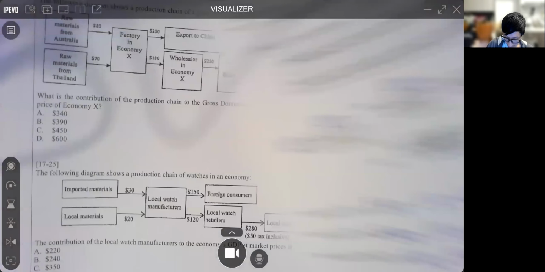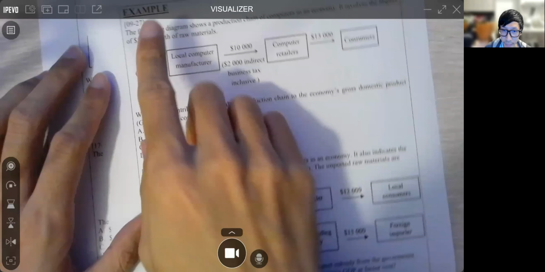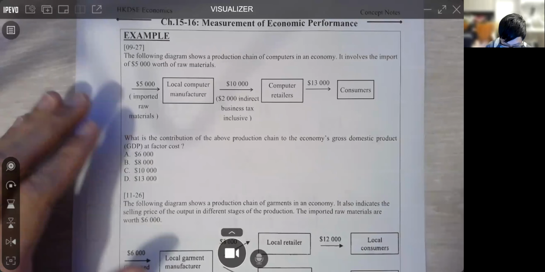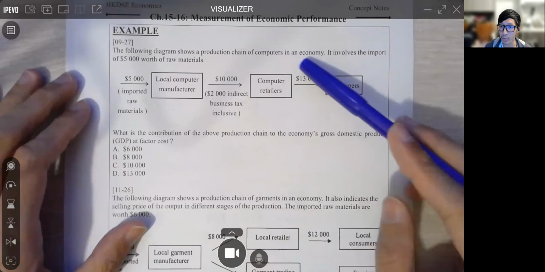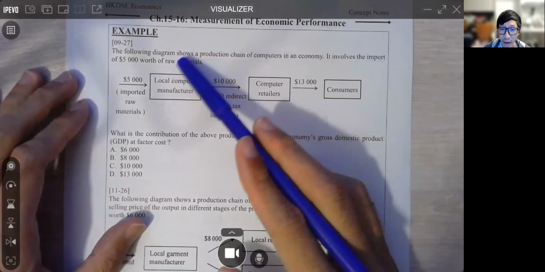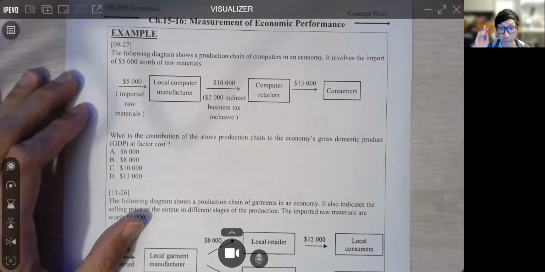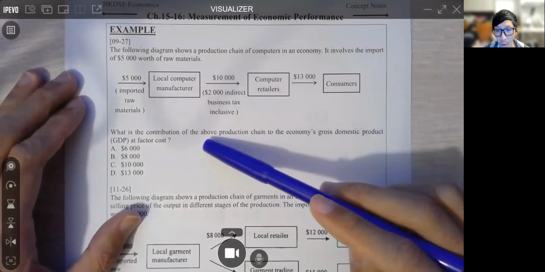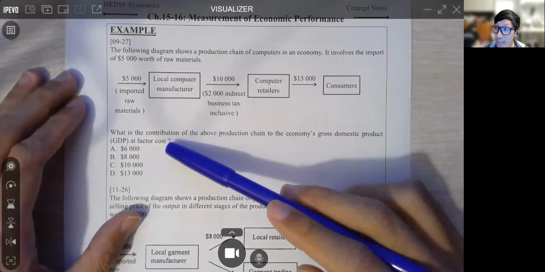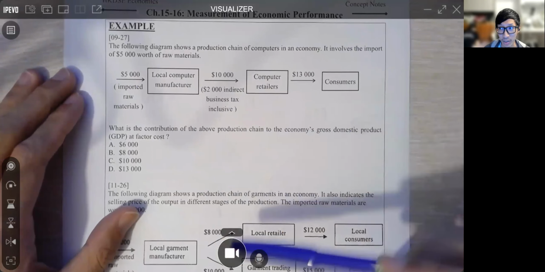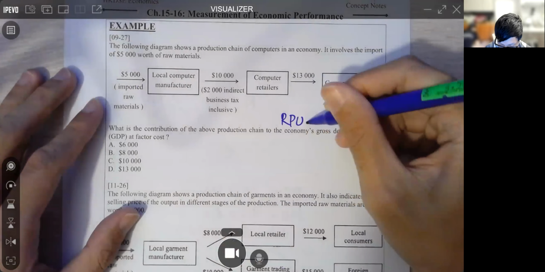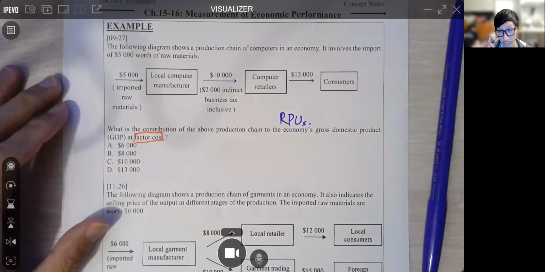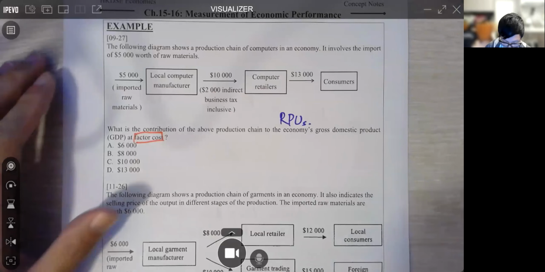Okay, now let's look at the past paper. Here, you see, this is 2009, okay, almost the end of CE questions, right? Let's take a look. Now, the following diagram shows a production chain of computers in an economy. It involves import of 5,000. So that is why we said earlier, I assume it starts from 0 because sometimes you do not start with 0. Sometimes here you start with a 5,000. Okay, what is the contribution of the above chain at factor cost of the above chain of production, right? Therefore, we need to find all the RPUs, right? Everyone remember. Now we also look at factor cost, okay? So we should do some work here. Okay?